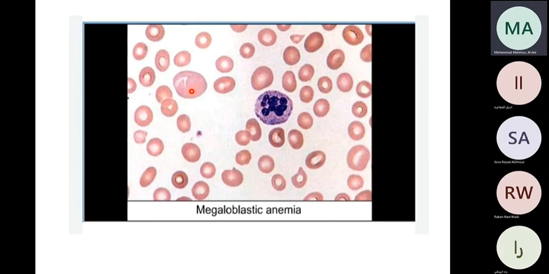The second important finding on the peripheral blood film is the hypersegmented neutrophil. Usually neutrophils have 3 to 5 lobes. When there are more than 5 lobes, we call it hypersegmented, and this occurs in vitamin B12 and folic acid deficiency. And you can see the macrocytic RBCs.